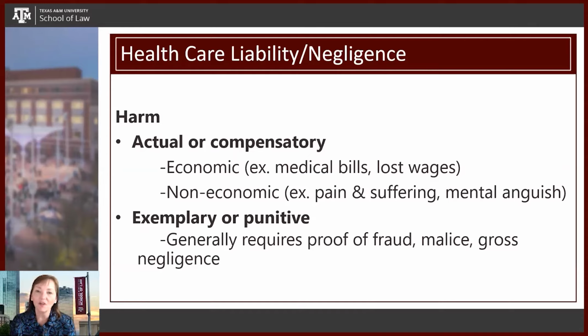And then there's also exemplary or punitive damages. And those generally are going to require proof of fraud, malice, or gross negligence. So a judge will decide whether exemplary damages can be alleged, and if there's enough evidence to show that there was something in addition to the negligence alleged. Was it above and beyond that? Was it gross negligence, or was it done with malice, or was it in reckless disregard of the patient's well-being and safety?